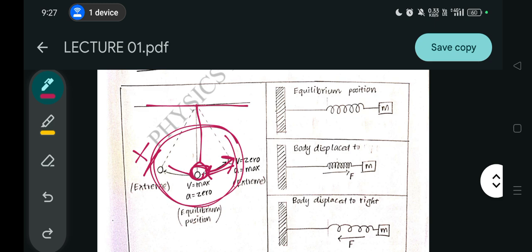So in scientific language we use the term equilibrium position or mean position, where your bob rests. These are the same things I have mentioned here.